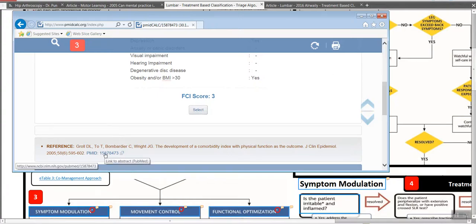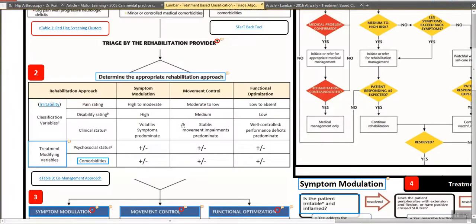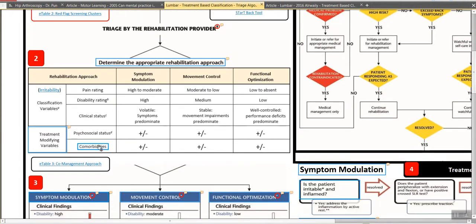Okay, you can also, if you're interested in looking at the validity and the creation of this, it was done in 2005, and you have the PubMed reference just there. All right. So based off the patient's intake form that we have within our clinic, you can quickly stratify whether this would be a positive or negative for each of these components, or whether this would be a treatment modifier.